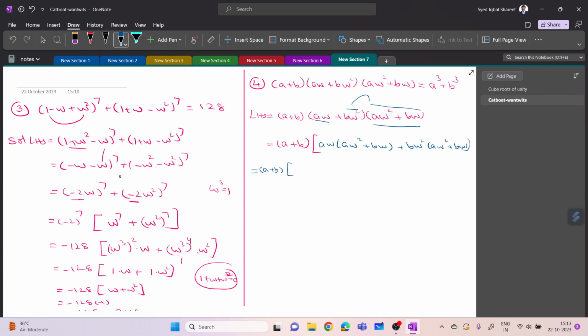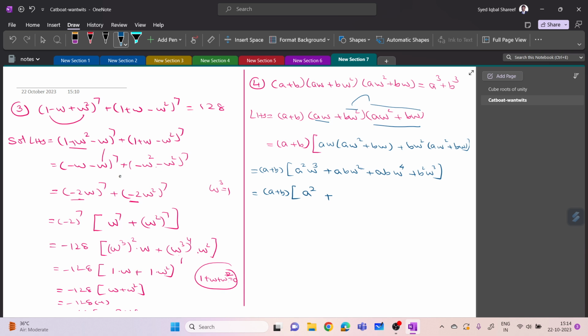So now this is A plus B as it is. Now A into A is A square, omega into omega square is omega cube, plus AB omega square, omega square into omega square, plus AB omega to the power of 4, plus B square omega cube. Now already A plus B is there. A square omega cube is 1, so A square into 1 is A square.